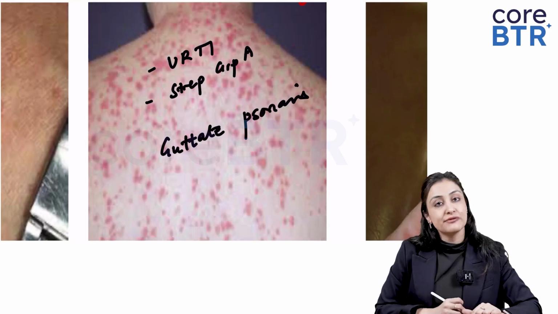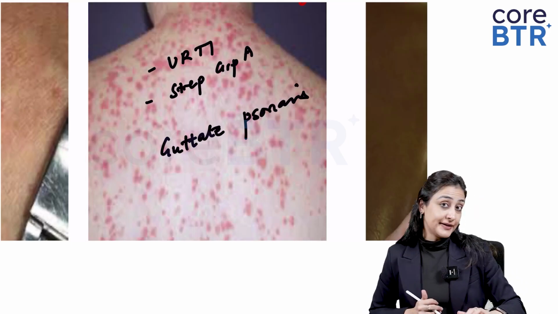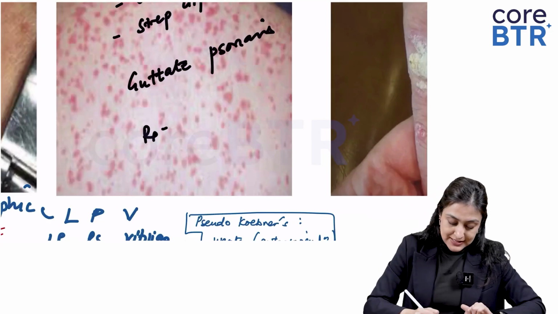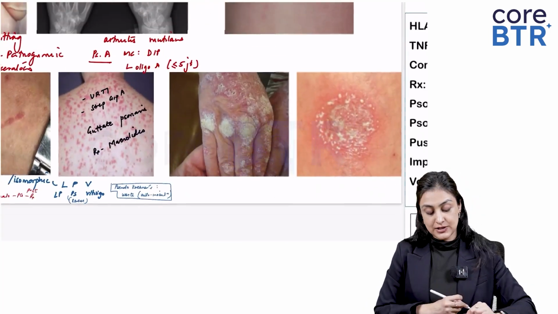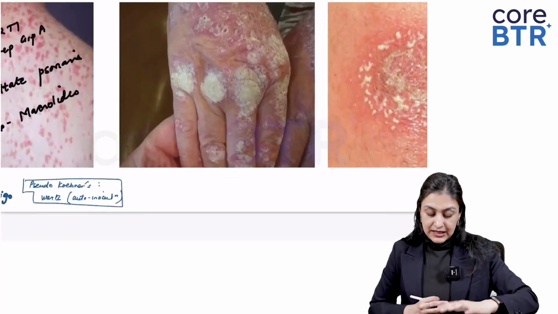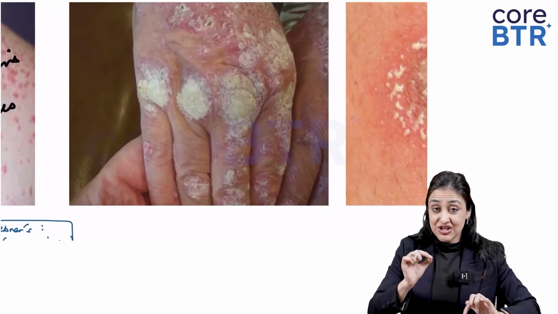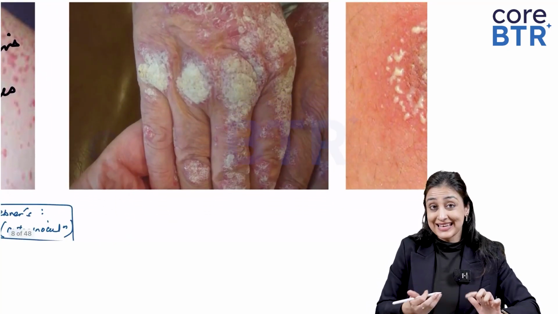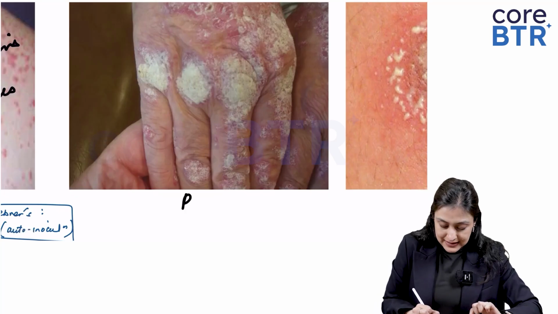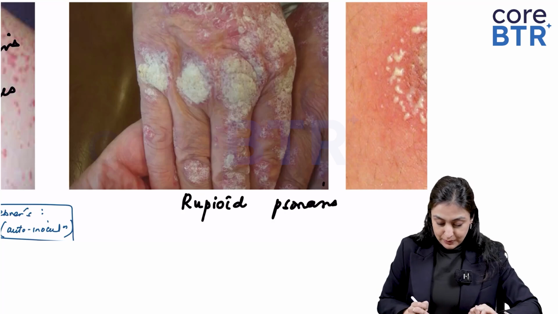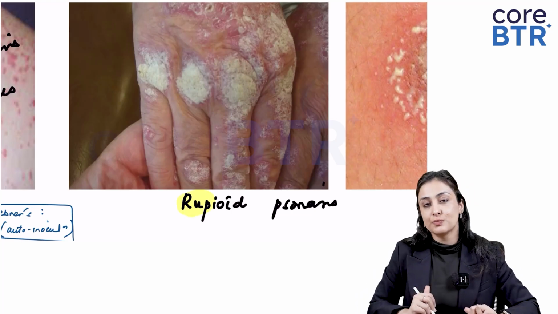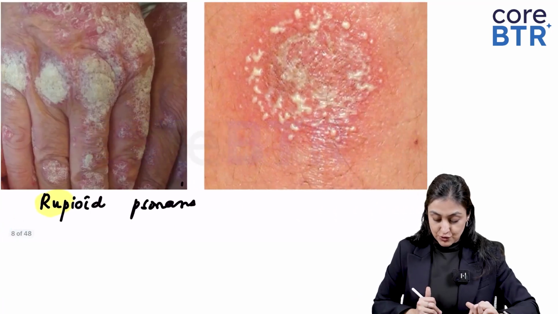Because this is linked with infection, what would be the treatment? Antibiotics. The only psoriasis that can be treated through antibiotics like macrolides. So that's guttate psoriasis. Look at this, such a thick shell of scales. So when you see thick scales, this is a variant called rupioid psoriasis. So you can remember Rupa. Rupa has a lot of scales, or she lives in a shell. So Rupa, shells. Okay, so that's rupioid.